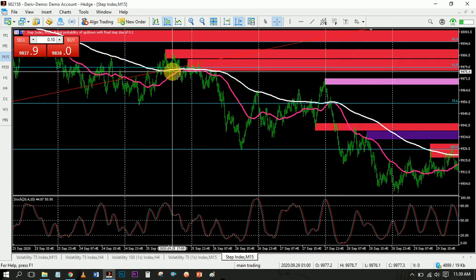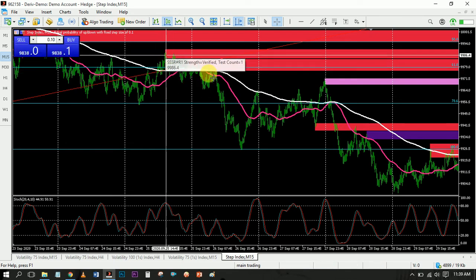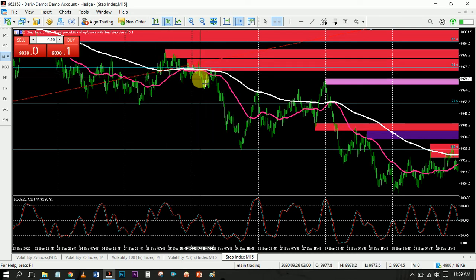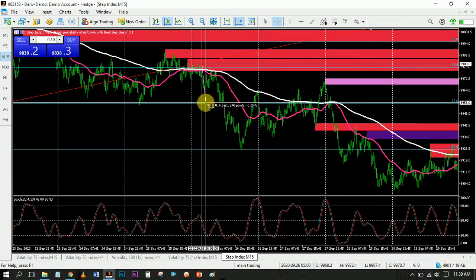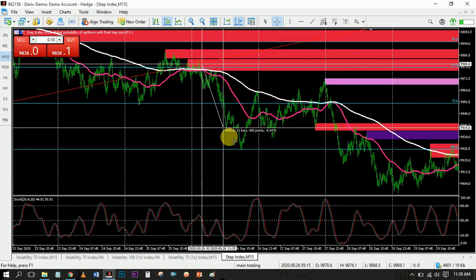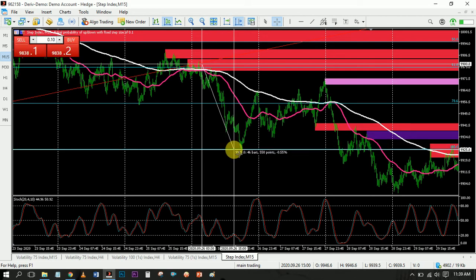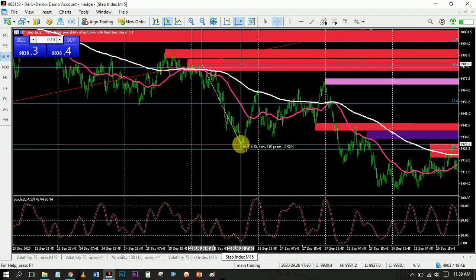So you could actually place your trade either here or here at this turn, and you can ride the wave till it touches the next fib level, which is this, or you can ride the wave till it touches here. So it all depends on how you want to place your trade.